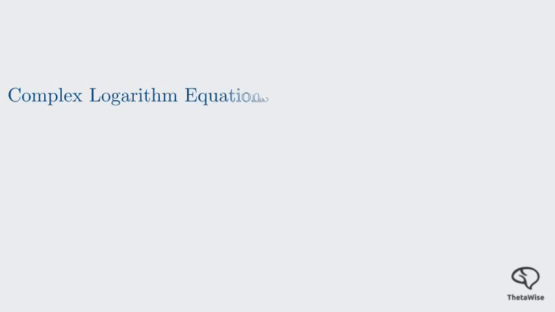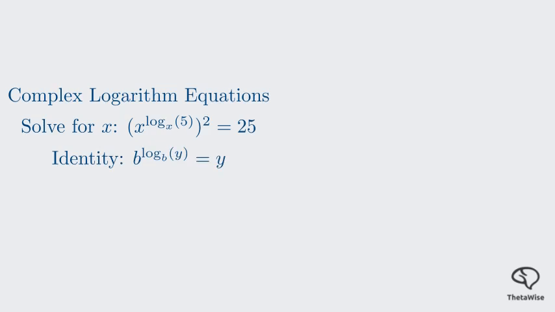Next, we will look at a more complex scenario: equations where the variable x appears in both the base and the argument, or within a nested exponent. Our goal is to solve for x to the power of log base x of 5, all squared, equals 25. This looks intimidating, but we can use the fundamental identity of logarithms. Remember that b raised to the power of log base b of y is simply y. Applying this, x to the power of log base x of 5 equals 5. The term inside the parentheses simplifies beautifully to just 5.